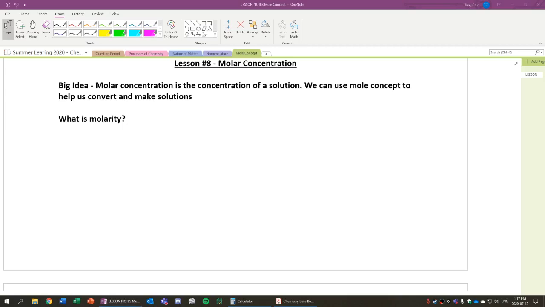Hey everybody, in this lesson we're going to talk about molar concentration. Molar concentration is the concentration of a solution, and we can use the mole concept to help us convert and make solutions. So first of all, we're going to start off with what is molarity?